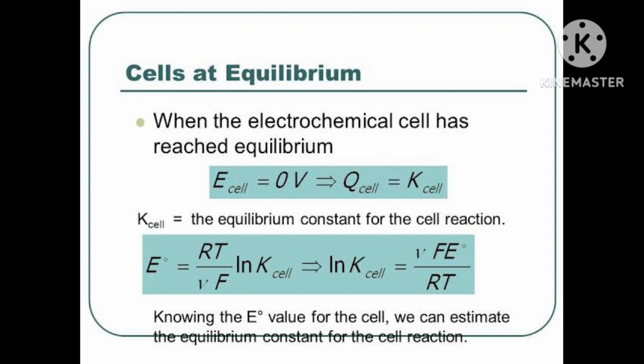The equilibrium constant is very difficult to measure, but now it can be calculated from the corresponding standard electrode potential. If you know the standard electrode potential, then you know all the values: 2.303, R, T, F. Only n you have to find from the reaction. Then you can calculate log K, and from log Kc you get the Kc value by anti-log chart. Always remember this relation.